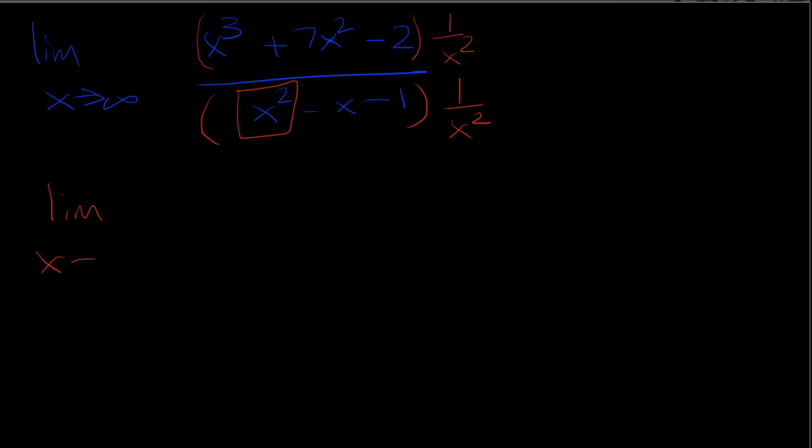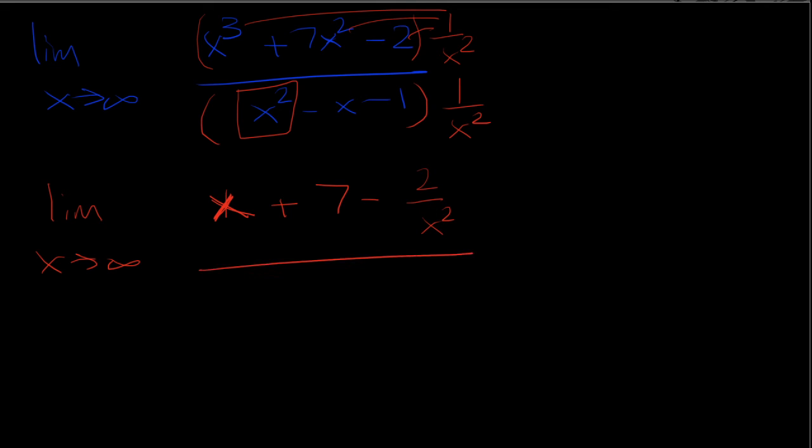So I have the limit as x approaches infinity. Now the x cubed and the 1 over x squared will turn into just x. And then 7x squared and 1 over x squared will be 7, since the x squareds will cancel. And then we'll have the negative 2 over x squared. On the bottom, x squared times 1 over x squared will just be 1. And then negative x times 1 over x squared is negative 1 over x. And then finally, we'll have negative 1 over x squared.